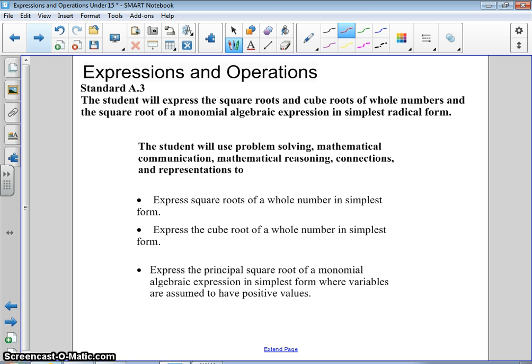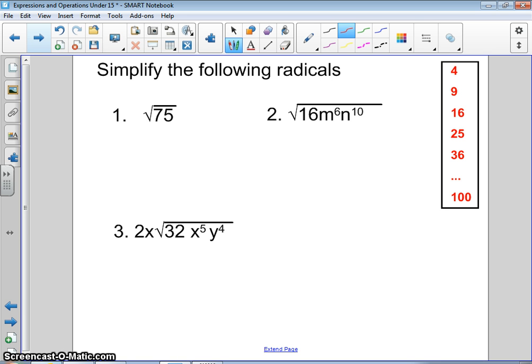The last thing that's in this unit is about simplifying radicals. The first thing that we need to take a look at is the numbers that are on the right of this screen. These are the perfect squares that you're going to factor out. So we're always looking for a 4, 9, 16, 25, 36, or 100. There's other numbers in between, but we don't typically ask you to memorize those. These are the ones that we're looking at.